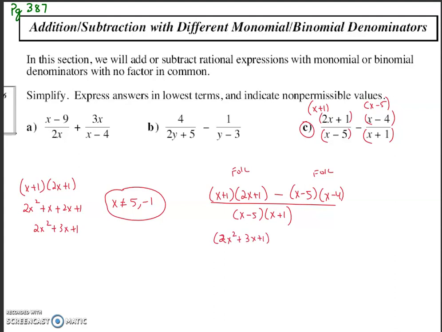And do the same thing with the second one, making sure I leave my negative there, but I'm going to just multiply these two on the side and then bring them back in. So again, it will be x squared minus 4x minus 5x plus 20. So all I'm really doing is just FOILing it out, okay? And then combining my like terms. So that's the answer for that one.